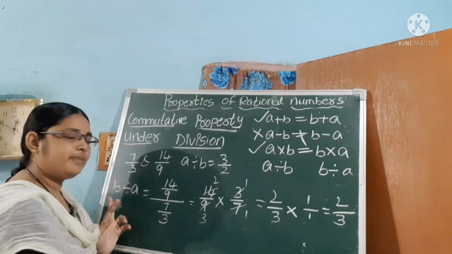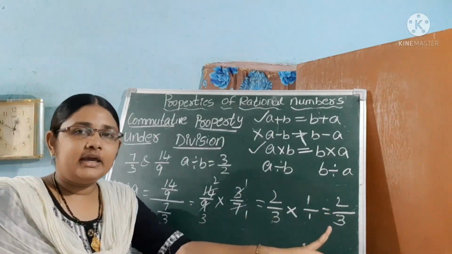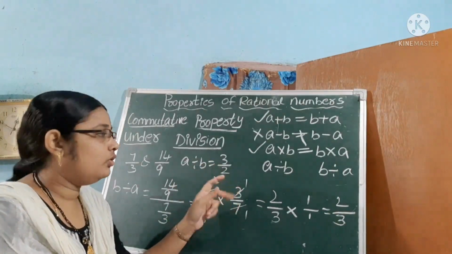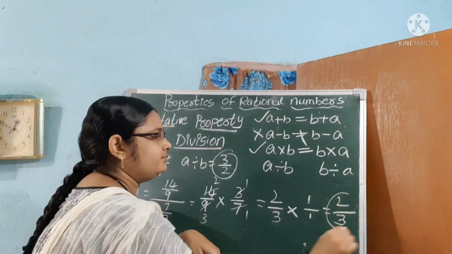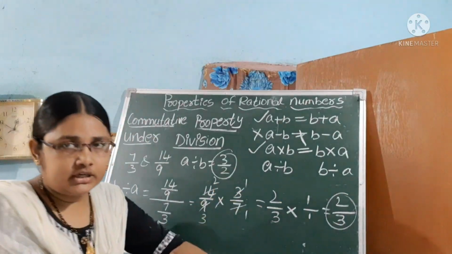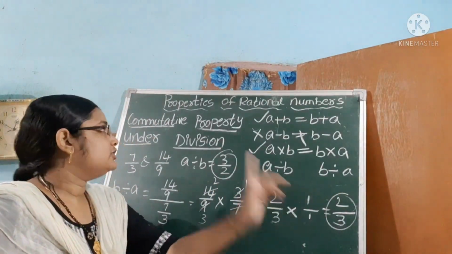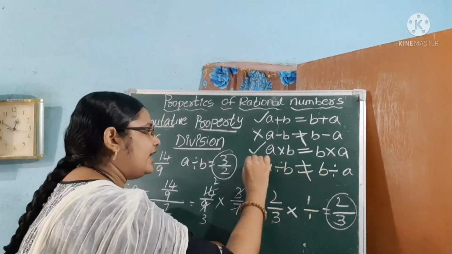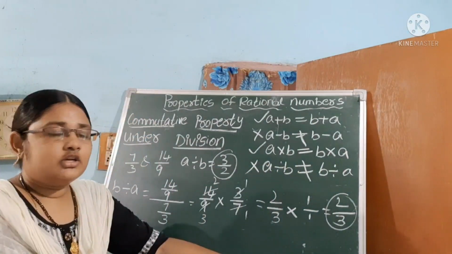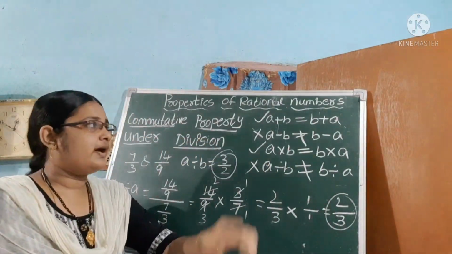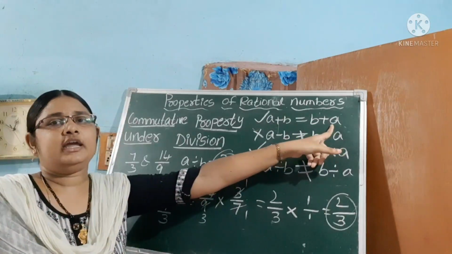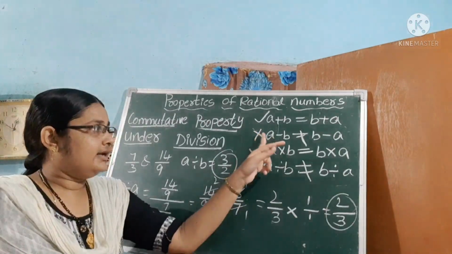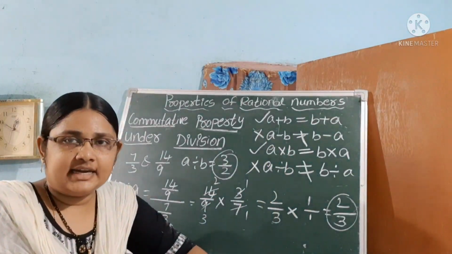What is the value of B divided by A? 2 by 3. What is the value of A divided by B? 3 by 2. Here both are not equal. 3 by 2 is not equal to 2 by 3. So the commutative property under division is not satisfied. Did you understand? So the commutative property is satisfied only under the binary operations addition and multiplication, and not under subtraction and division.